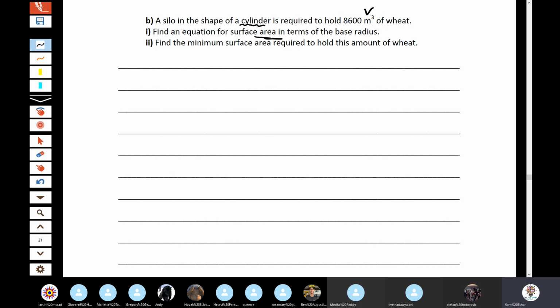Now you just found out your 2 equations. One's going to be the area of a cylinder. The other one's going to be the volume of a cylinder. It didn't say volume. You have to realize it's volume because it says cubic meters, exactly like rates of change. Here we go. Volume of a cylinder is pi r squared h. Surface area of a cylinder is area equals 2 pi r squared plus 2 pi r h.